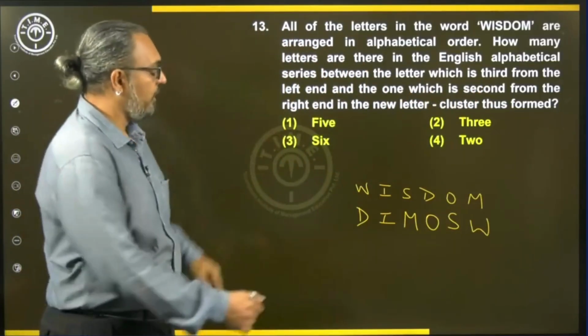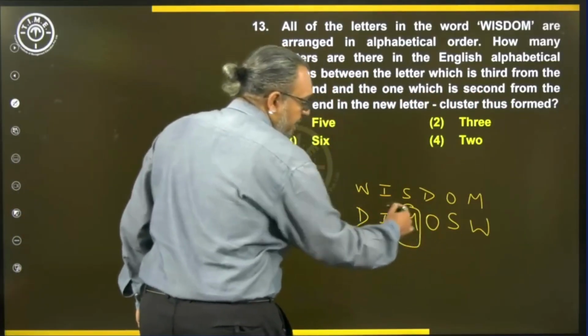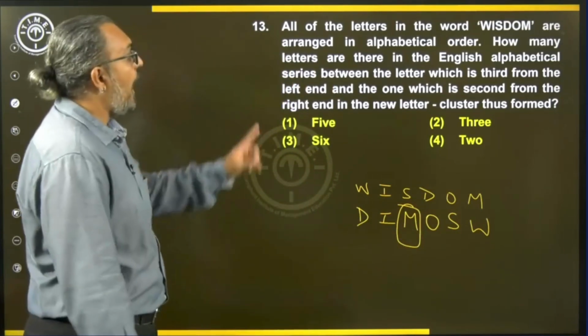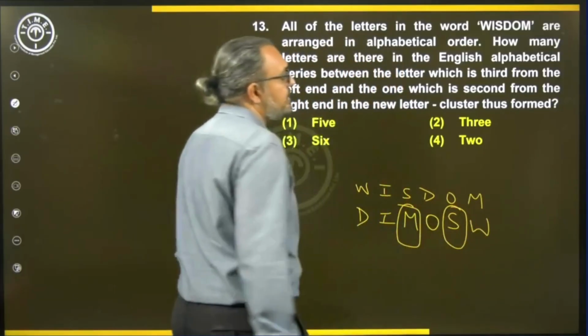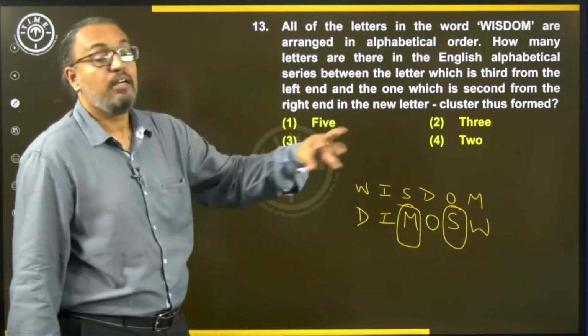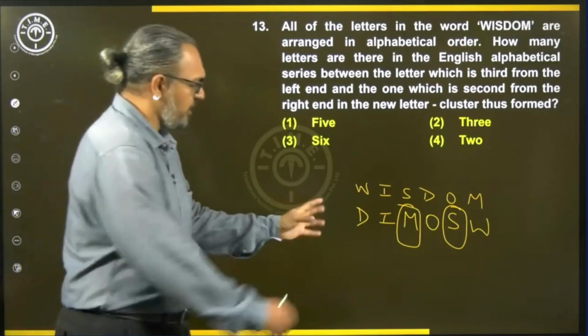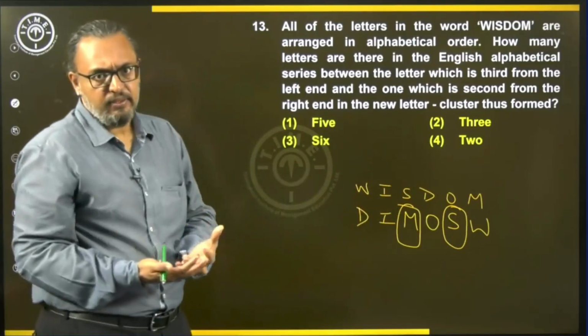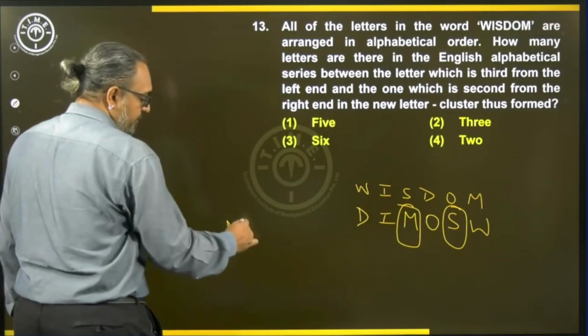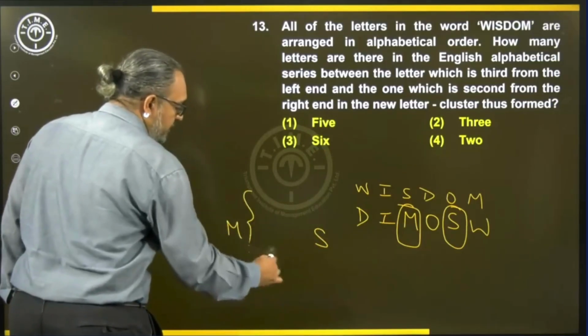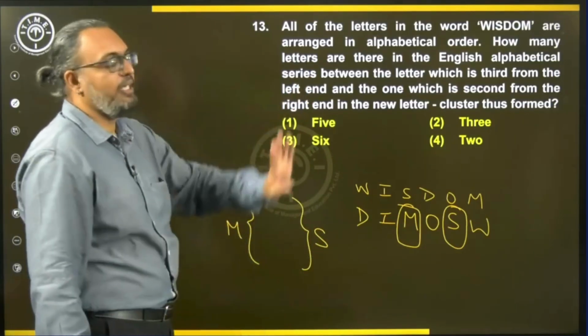Now, the question is, how many letters are there in the English alphabet series between the letter which is third from the left hand? Now, third from the left hand is M, correct? And the one which is second from the right hand is S. In the new letter cluster thus formed. Cluster is nothing but a group, okay, a bunch, cluster. So, between M and S, how many letters you have according to the English alphabet is the question.